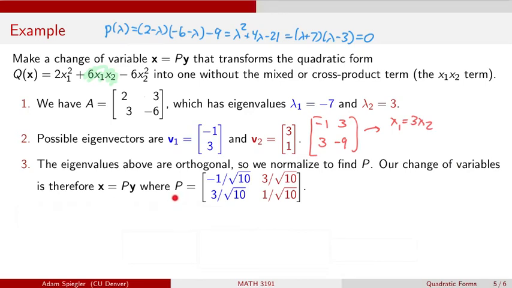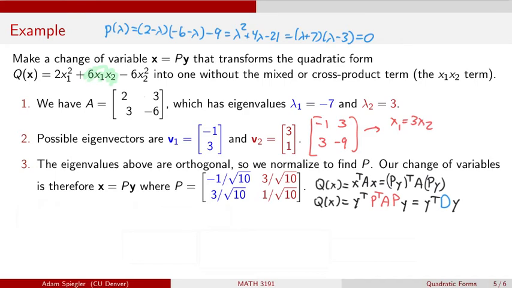So for this matrix P, this change of variable matrix, we're going to take each of these eigenvectors and normalize them. The first vector v1 has magnitude square root of 10, so we scale each of those entries by 1 over root 10. And v2 happens to have the same length, square root of 10, so we also scale the entries in vector v2 by 1 over root 10. So our change of variable matrix P has first column minus 1 over root 10, 3 over root 10, and the second column is 3 over root 10, 1 over root 10.